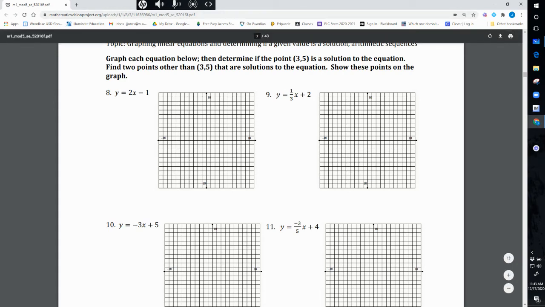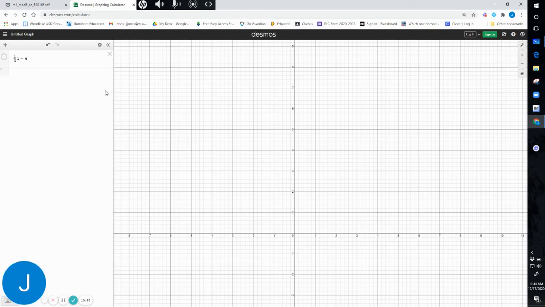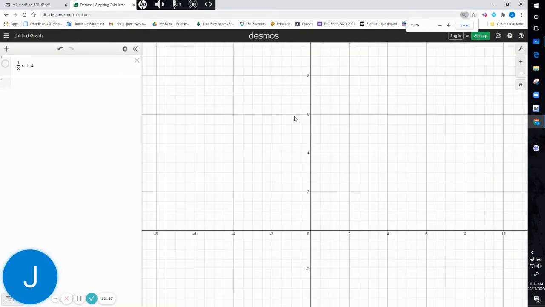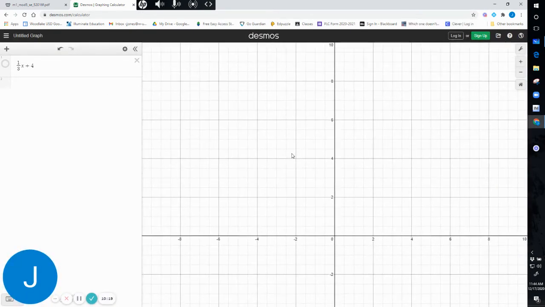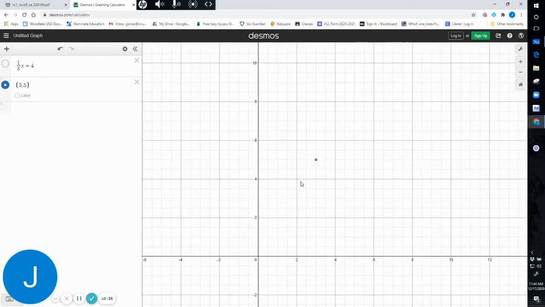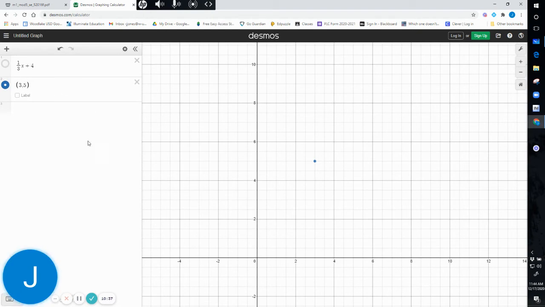I'm going to pull up Desmos. All right, so hopefully you guys can see my screen okay. Let's see if I can zoom in just a hair. And now we have this equation, 1/3 x plus 4. So the question is, does it cross through the point (3, 5)? So I'm going to put the point (3, 5) in Desmos so you can see the dot. And then I'm going to graph this equation.